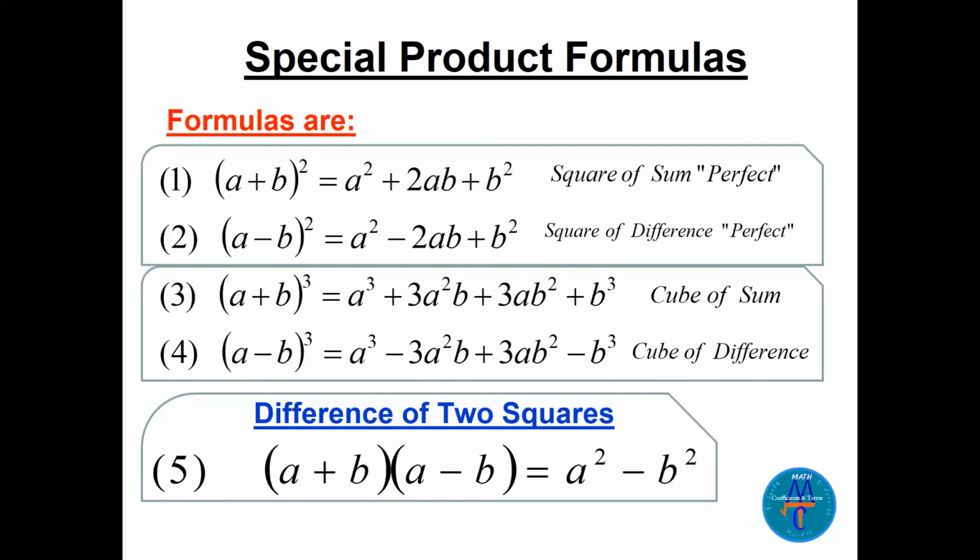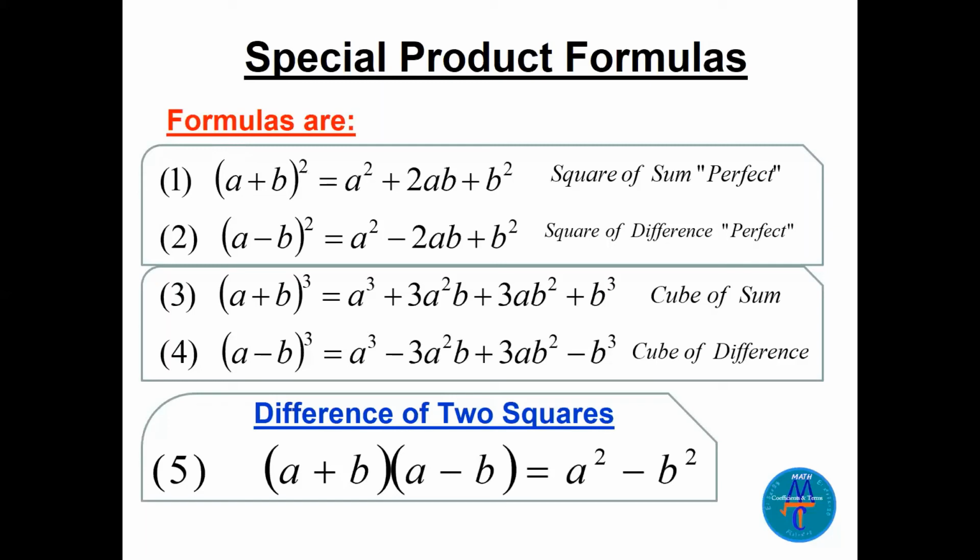Suppose you forget the formula, you have an exam, what do you do? You just multiply a plus b times a plus b times a plus b. If you forget the formula. Same thing here. Suppose you forget this formula. A plus b squared, a plus b times a plus b, like FOIL method.